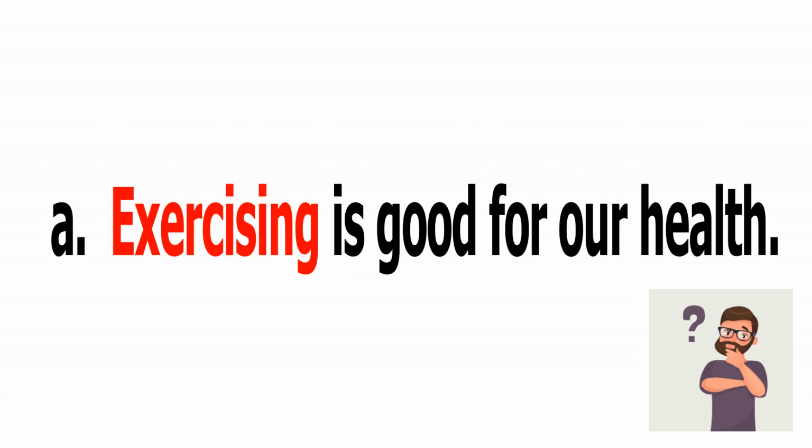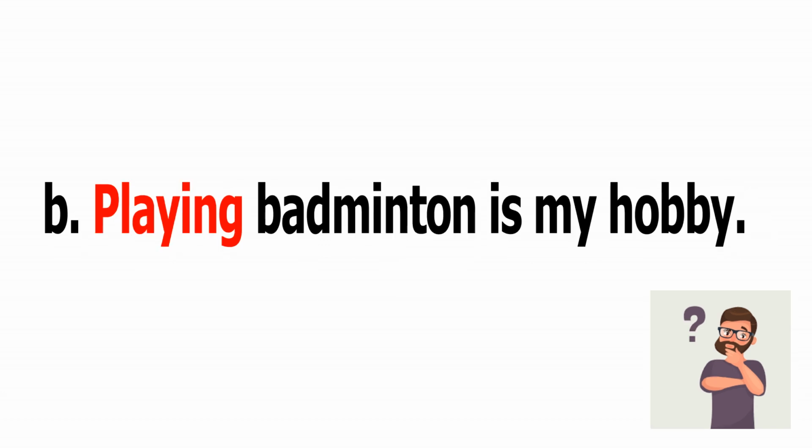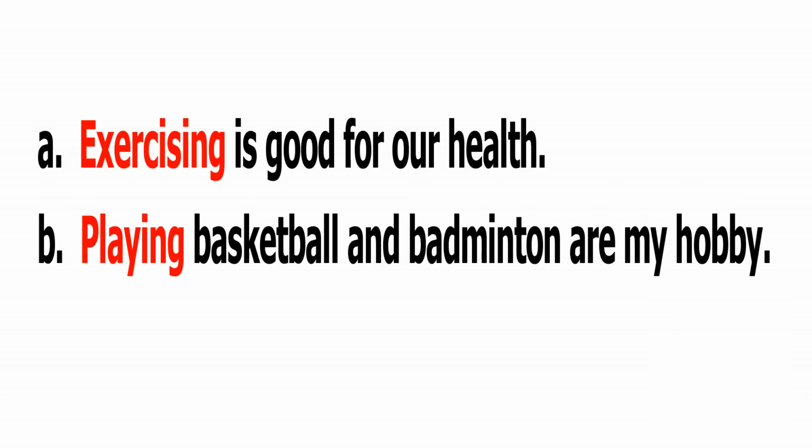In our first example, exercising functions as a subject because it is asked by our predicate what is good for our health. The same with our example number 2. Playing functions as a subject because it is being asked by our predicate, what is my hobby? As you can notice in the two examples that we have, gerunds functioning as a subject can be found in the first part of the sentences.